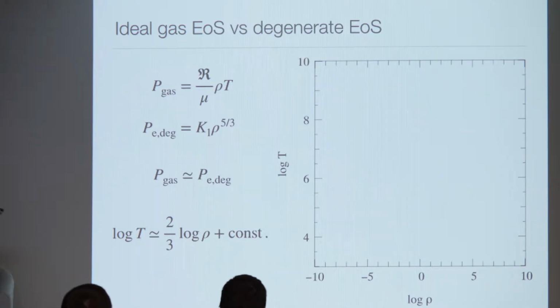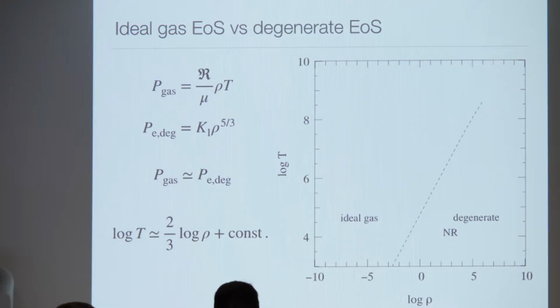And if you put in the proper constant, then you get this line here, which gives you where the gas pressure and electron degenerate pressure get similar. Above this line, the ideal gas pressure will be dominating. Below this line, for the higher density cases, in this region, the degenerate pressure should be dominating the equation of state.